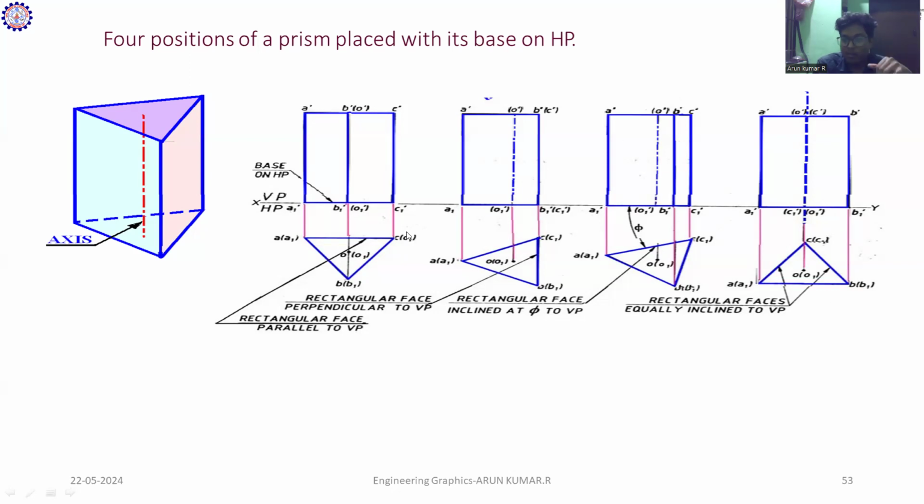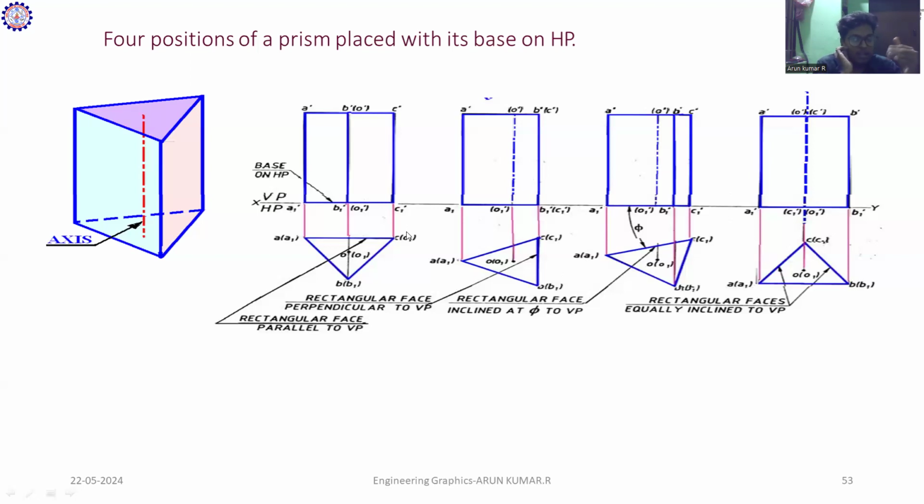Once you consider the top view of the triangular prism, the rectangular face is parallel to VP. That is the condition to construct the shape. Once you have constructed and given the names, you already have the reference line drawn. First, you have to consider the reference line. You have maintained the gap of 10 mm. We already saw that.